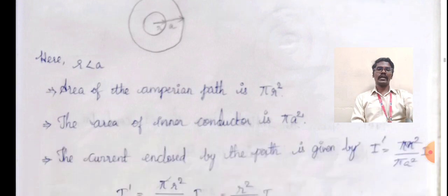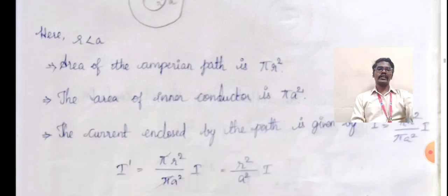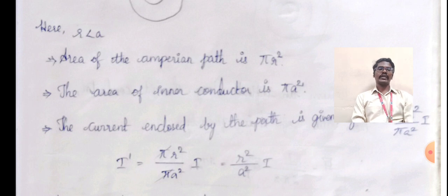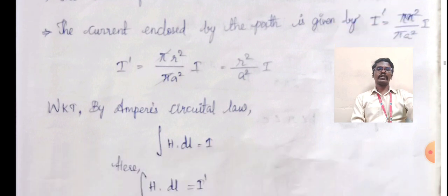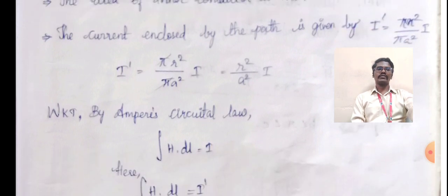Region 1, r less than a. We know the area of the Amperian path is pi r square. The area of the inner conductor is pi a square. The current enclosed by the path is given by I dash is equal to pi r square divided by pi a square into I.